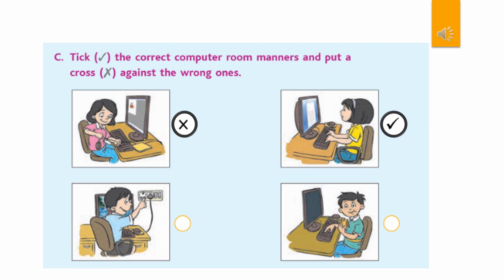In the third picture, you can see that the child is touching the plug point, the sockets. So that is a wrong thing to do. So put a cross there. And in the last picture, you can notice that the child is having food next to the computer. So that is also a wrong computer room manner.